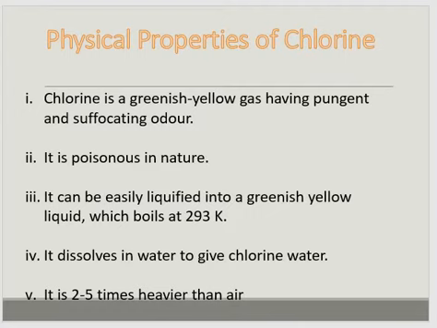It is a greenish yellow colored gas having a pungent and suffocating odor. It is poisonous in nature. It can be easily liquefied into a greenish yellow liquid and its boiling point is 239 Kelvin. It will dissolve in water to give chlorinated water or chlorine water, and it is 2.5 times heavier than air.